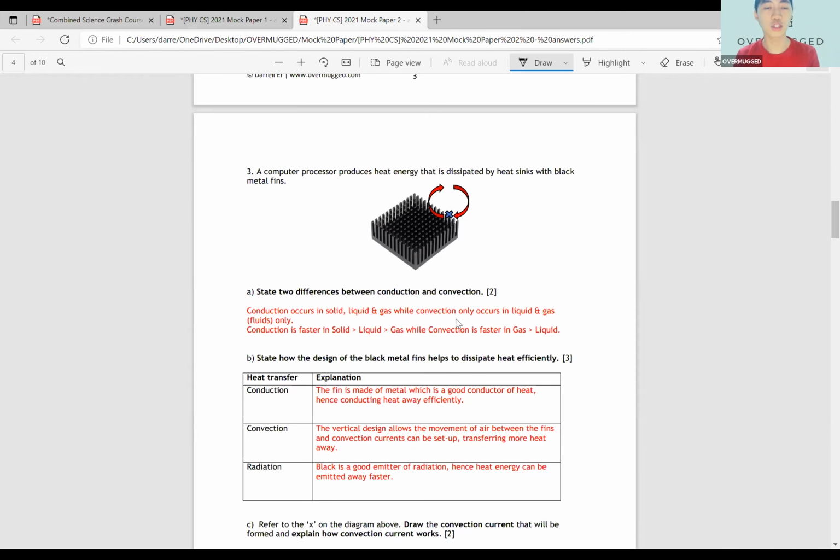The reason why there's such a thing is that they want to help the processor cool down by conducting heat away, okay? So for this one, what's happening is that the computer fins are actually present such that it allows for conduction to occur. Not only conduction, convection, and radiation as well. So you'll pay attention, right? Why conduction? Conduction is because it's made of metal, good conductor of heat. Convection is because you see the gaps in between, right? So it allows for the movement of air, which allows the setup of convection current, okay? Lastly, it's black in color because black emits heat the best. So there's a specific reason why it's designed like that, okay?